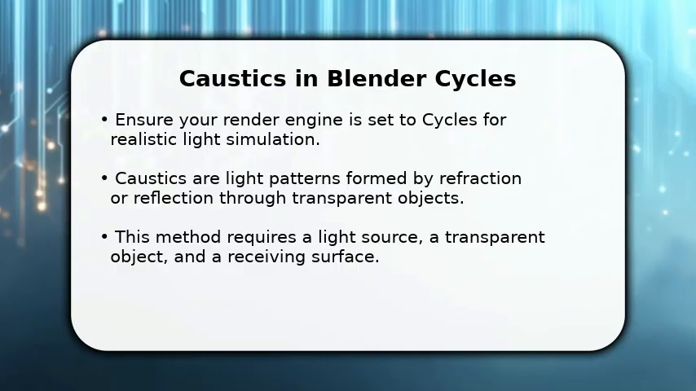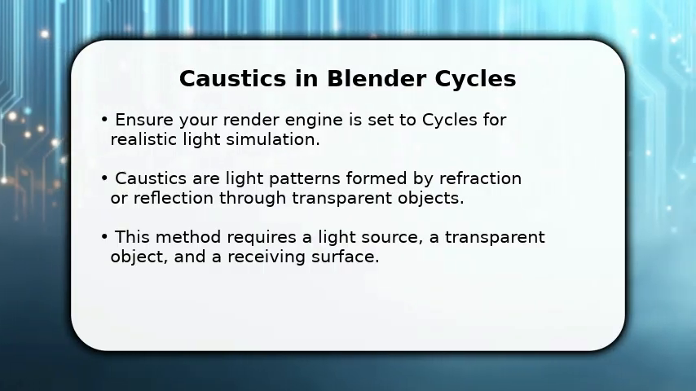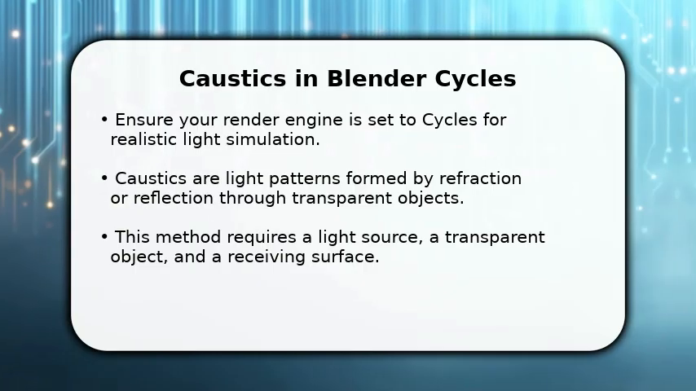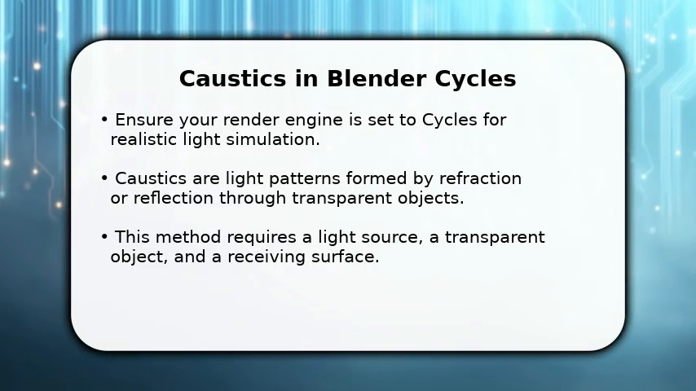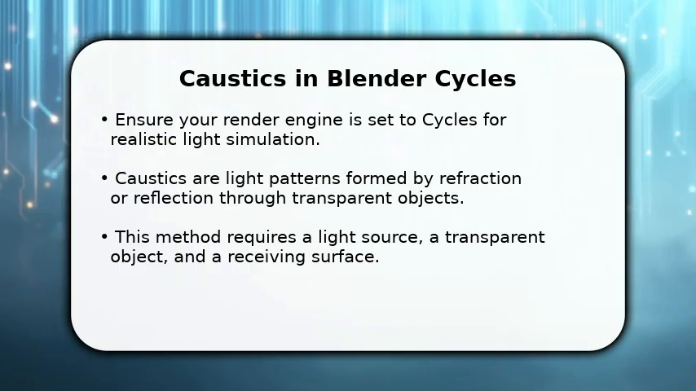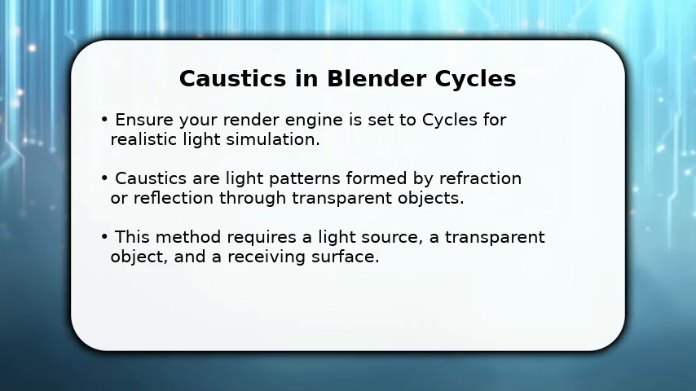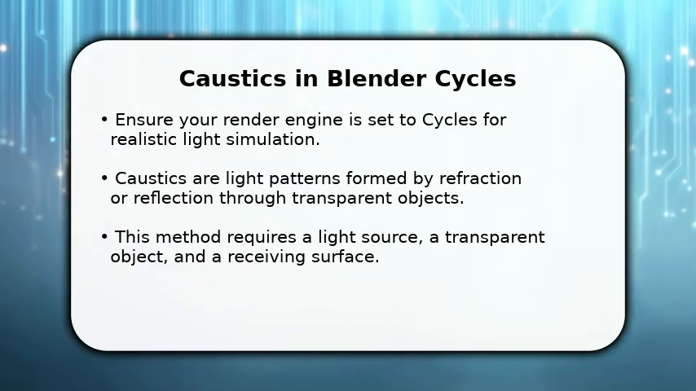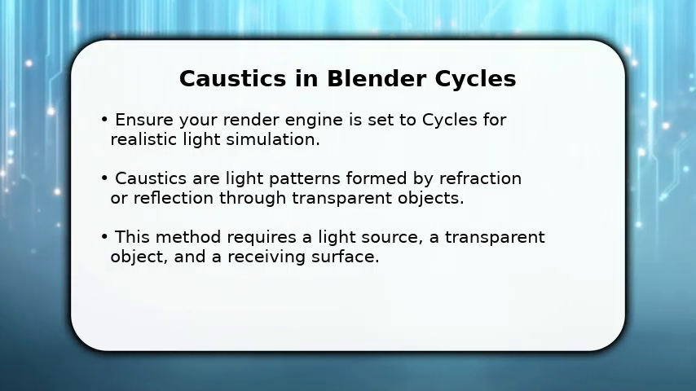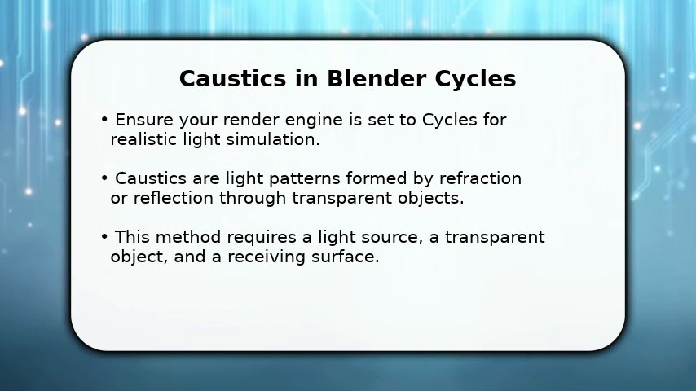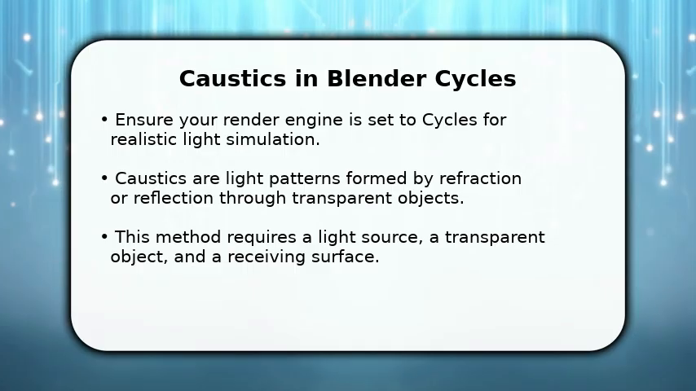In this video, I will explain how to make caustics in Blender. First, ensure your render engine is set to Cycles, as this powerful engine is essential for realistic light simulation. Caustics are those beautiful light patterns created when light passes through or reflects off transparent or reflective objects, like water or glass. We will set up a scene with a light, a transparent object to cast the caustics, and a surface to receive them. Blender's dedicated Shadow Caustics feature makes achieving this effect straightforward and efficient.